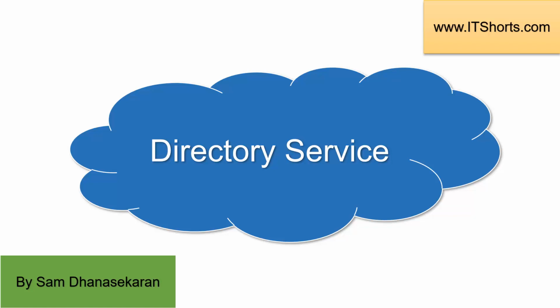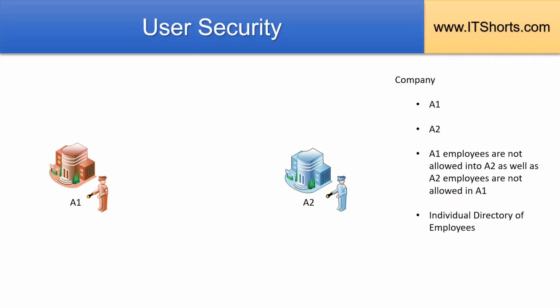In this video, let us take a look at directory service. What is it anyway? Let's just say there are two companies called A1 and A2, each in their own building, and let me call them A1's building and A2's building. By default, the employees from one company cannot enter into the other company's building.